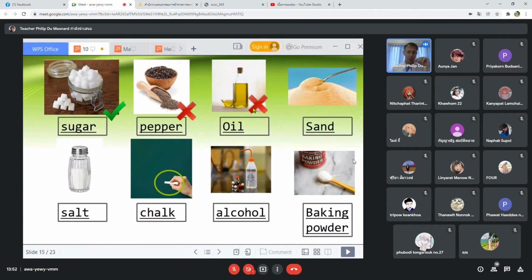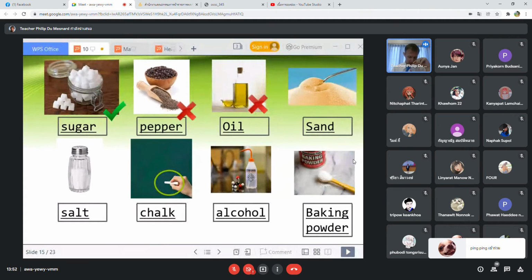Okay, so oil is no. Okay, let's ask another student. What about sand? Can sand dissolve in water? Yes or no? Okay, can sand dissolve in water? The sugar can, but what about sand? Can it? Yes or no?